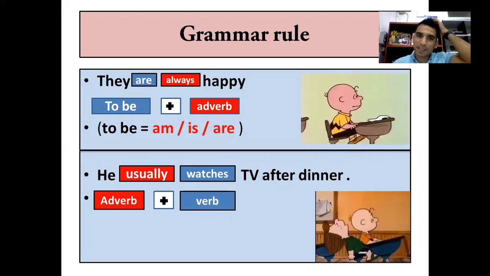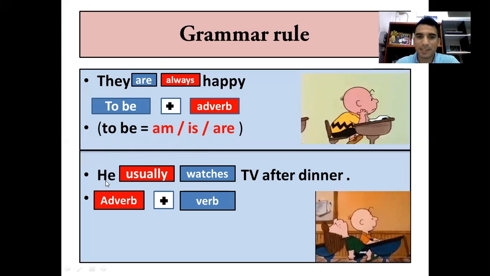And look at here, please. For the to be verb: they are always happy. Can you remember what I told you? When our verb is to be, which is am, is, are, the adverb of frequency comes after the to be verb. They are always happy: to be plus adverb. When your sentence has a to be verb, you have to use the adverb after it. Like here, they are always happy. Don't say they always are happy.